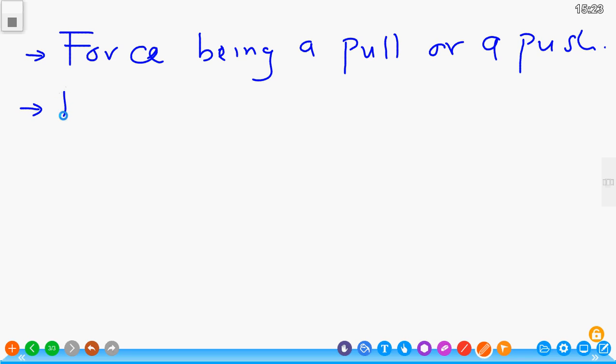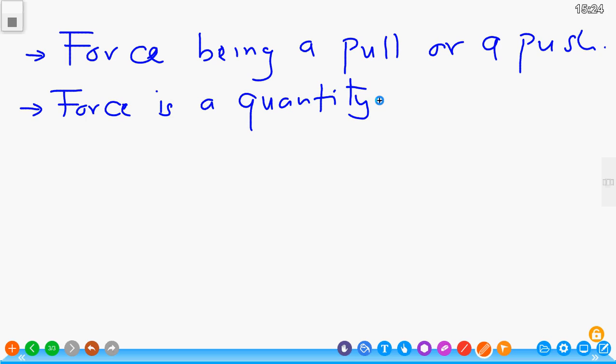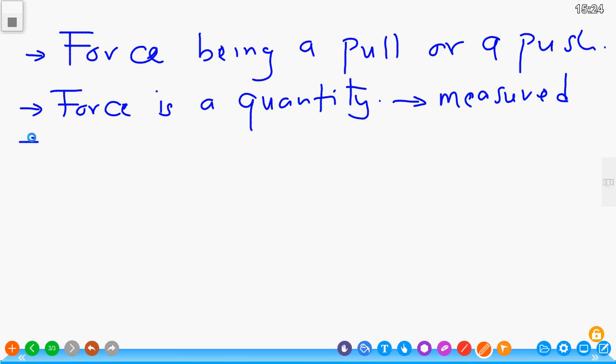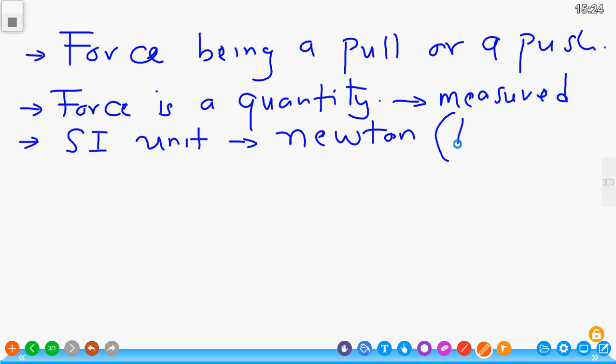Force is a quantity. What do we mean by that? It can be measured. And therefore, any quantity that can be measured has units. And for force, we talk about the SI unit of force being the Newton, whose symbol is capital N.